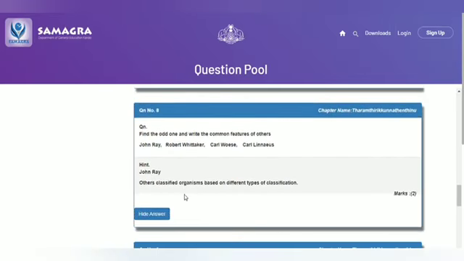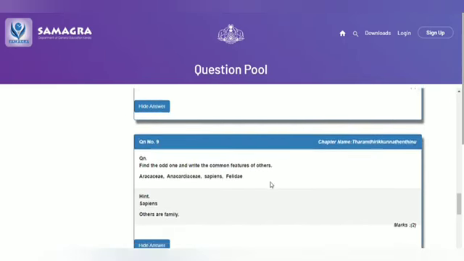Find the odd one and write the common features of others. Here given are John Ray, Robert Whittaker, Carl Woese and Carl Linnaeus. The odd one is John Ray. Others classified organisms based on different types of classification.